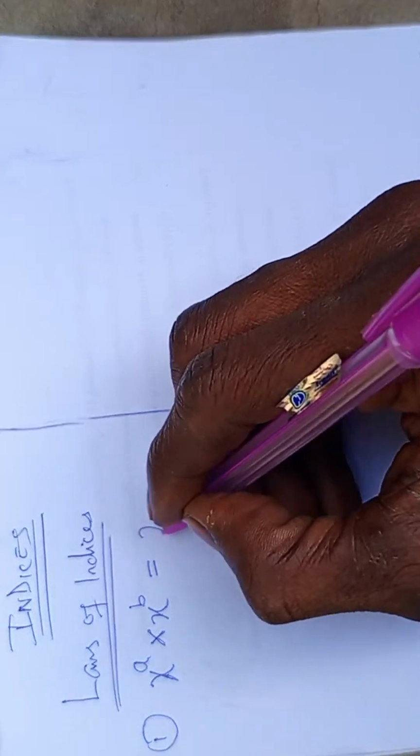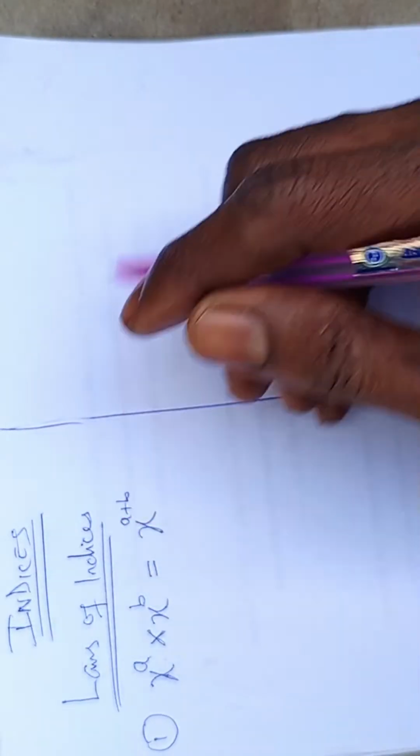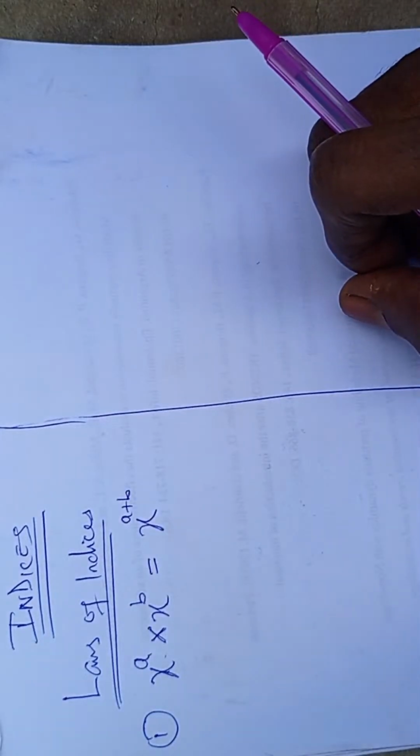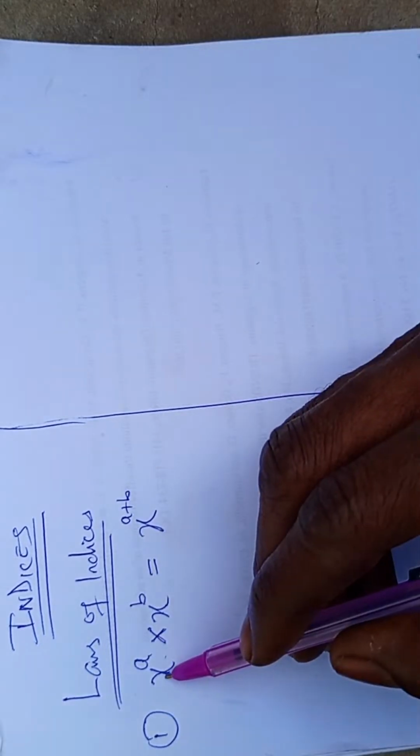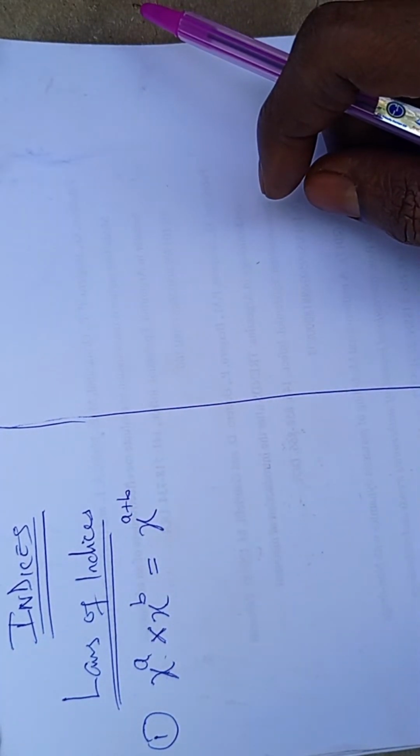So here I now have it to be x to the power a plus b. Are you following, guys? Good. So this is the base, this is the power, this is the base, and this is the power as well. Are you following? Good.